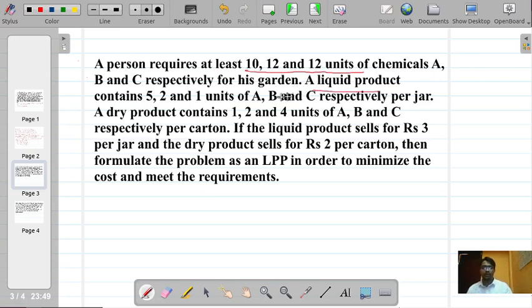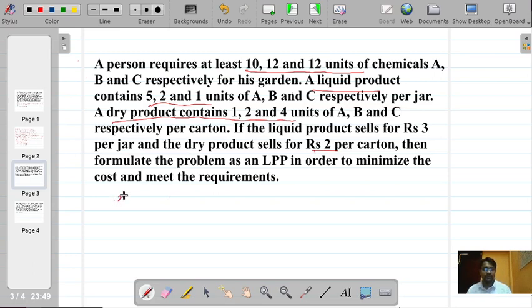A liquid product contains 5, 2 and 1 units of A, B and C respectively per jar, and a dry product contains 1, 2 and 4 units of A, B, C respectively per carton. If the liquid product sells for ₹3 per jar and the dry product sells for ₹2 per carton, formulate the problem as an LPP in order to minimize the cost and meet the requirements. I'll give you some hints. Please try to complete it yourself.